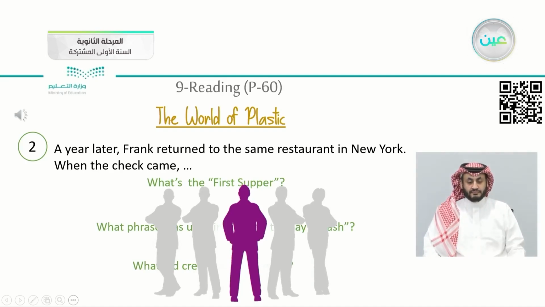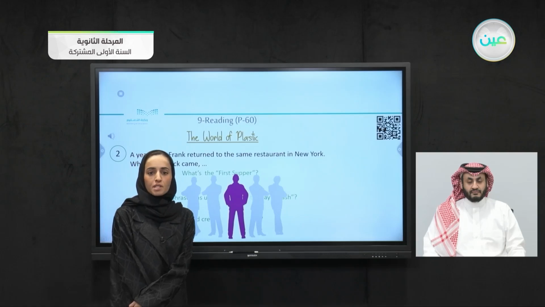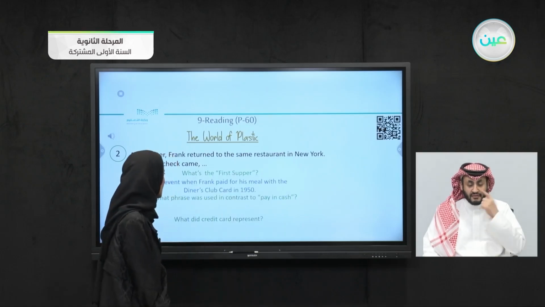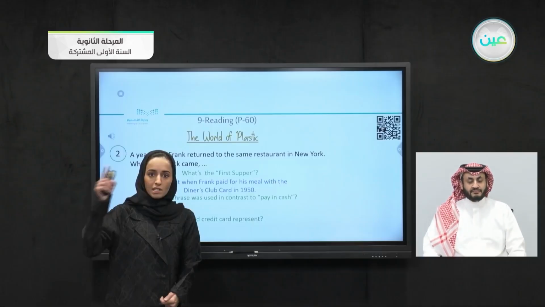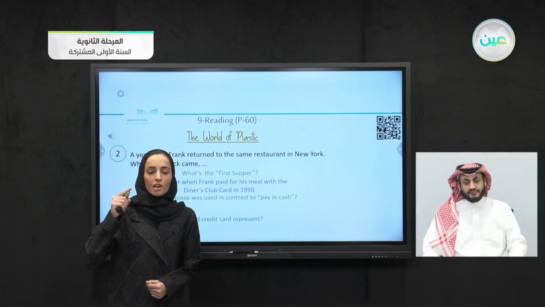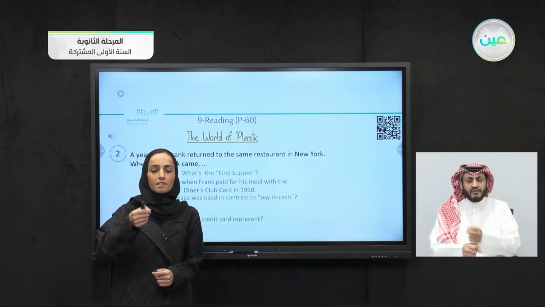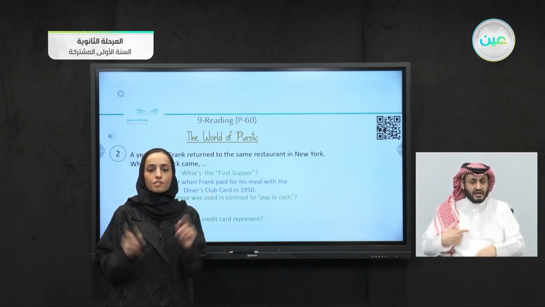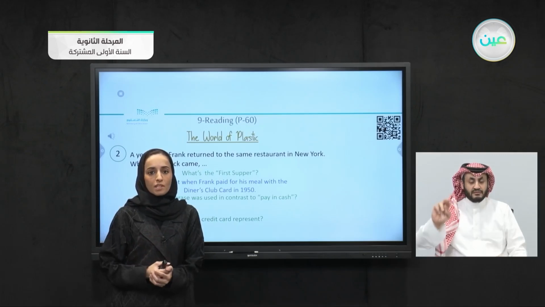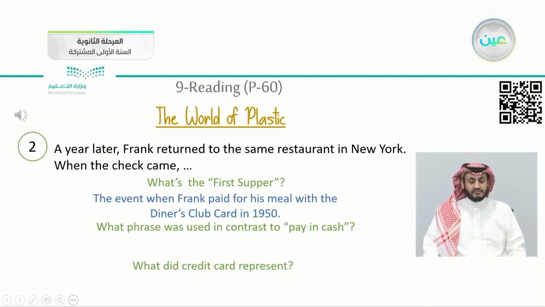Okay, so what is the idea of the First Supper? Supper is dinner. First Supper is the event when Frank paid for his meal with the Diners Club card in 1950. So one year later, Frank thought and worked on the idea, and he came and handed a card at the same restaurant. It was called the Diners Club card, and this is the First Supper, the first usage of the Diners Club card. And soon, years later, it expanded all over the United States. Not only restaurants would accept them, but also hotels and other places.